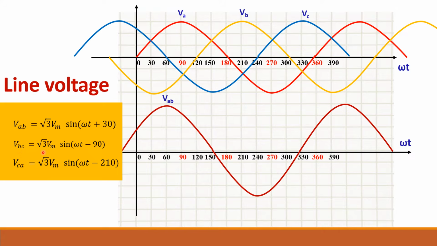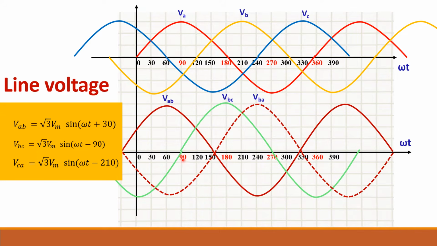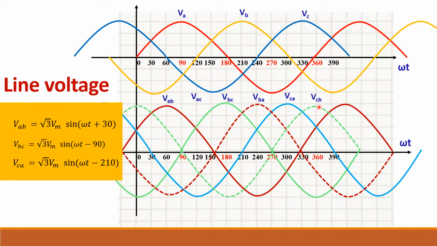Again, VBC is minus 90 degrees, which means it is lagging by 90 degrees. So this is VAB. If you draw the opposite of this, you will get the VBA waveform. So VBC should start from 90 degrees. Draw the waveform. Then if you draw the opposite of this one, you will get VCB.